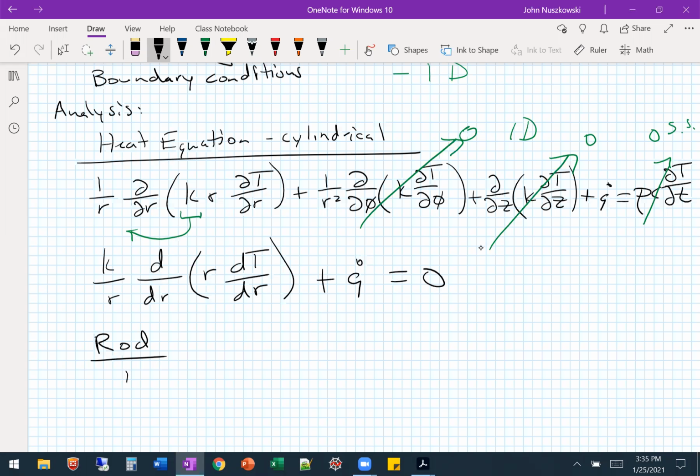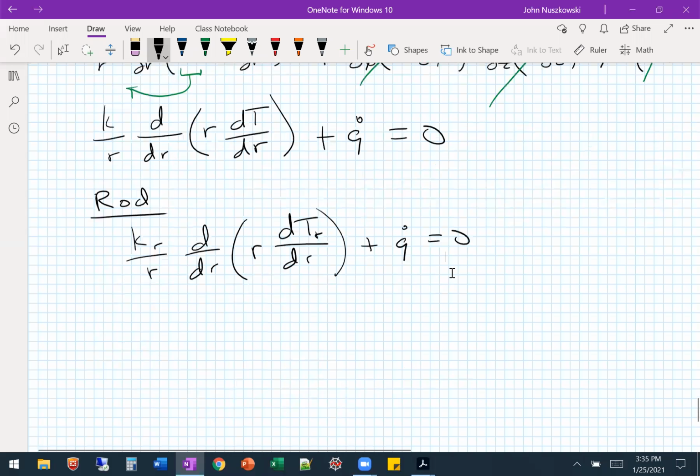It's the correct one. We'll just leave it. We just got to substitute in RKR. And then we'll also call this P subscript R. Okay, so that's our equation, our heat equation that would be solved for the rod.